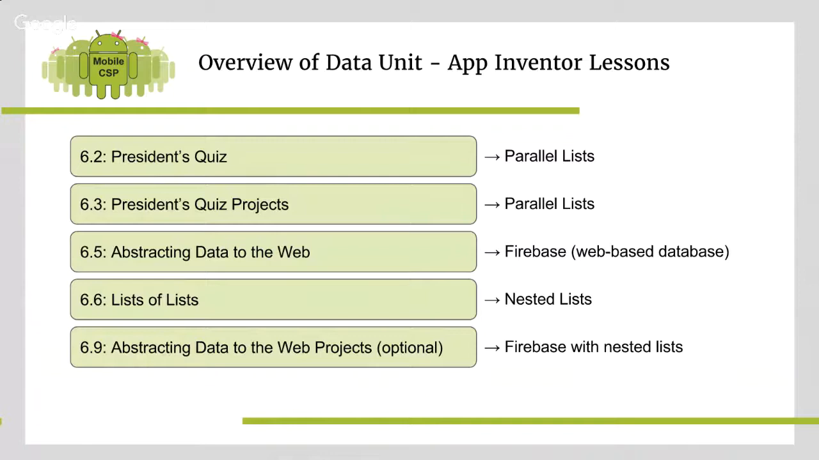In lists of lists, we convert that text box where students put answers into the quiz into a list picker so that it's more of a multiple choice kind of quiz. And in order to do that, we use nested lists, or a list that is actually made up of multiple lists. And then finally, there's some optional abstracting data to the web projects where they use Firebase and the concept of nested lists together. So those are the App Inventor lessons in the unit, and they pretty much go in order. You can go through them in the unit.